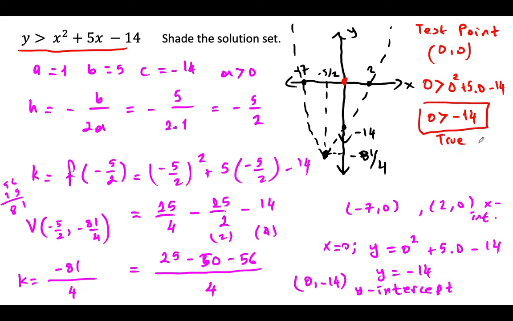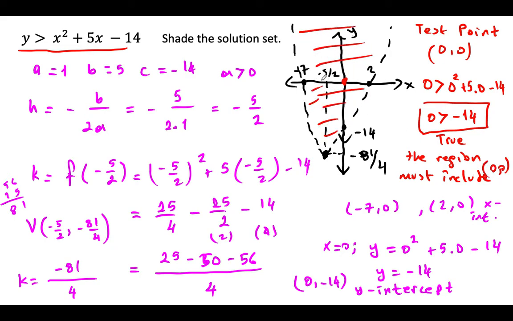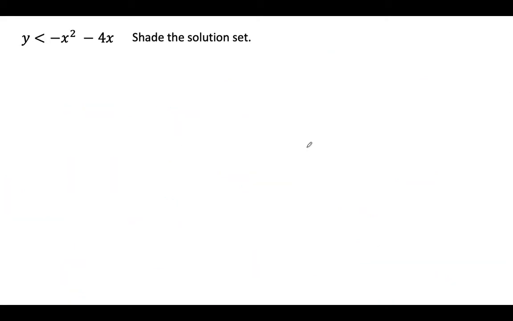If that's correct, the region must cover or include 0, 0. So where is that region? It is inside of the parabola. So when I take 3, 0, it mustn't be satisfied. Okay, good. Now the second question, third question.